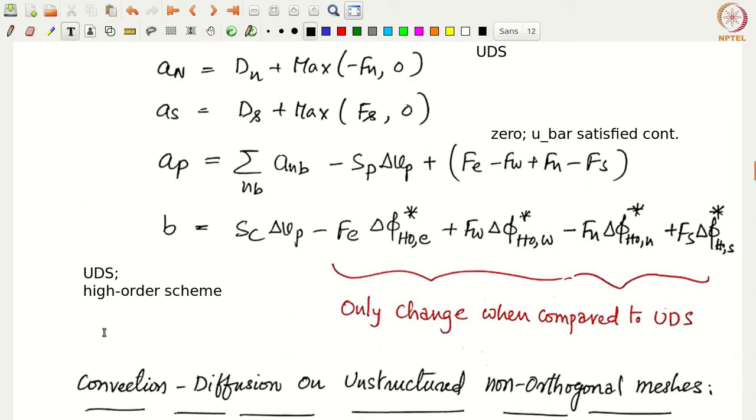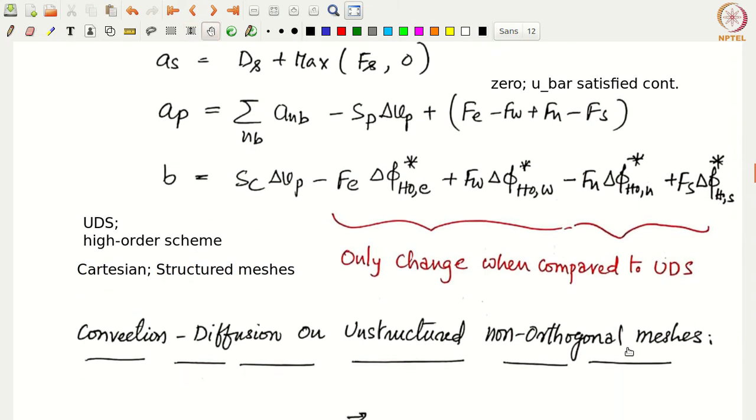Then let us move on to something different, because up till now we have been only looking at the structured Cartesian meshes, right? And we have seen how to discretize the convection diffusion equation as well as the unsteady convection equation. Now, what about unstructured non-orthogonal meshes? How do I solve the convection diffusion equation on unstructured non-orthogonal meshes? This is something we take up now.